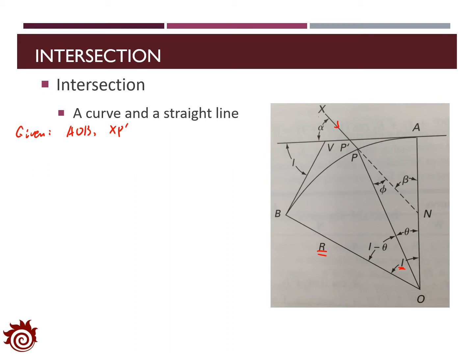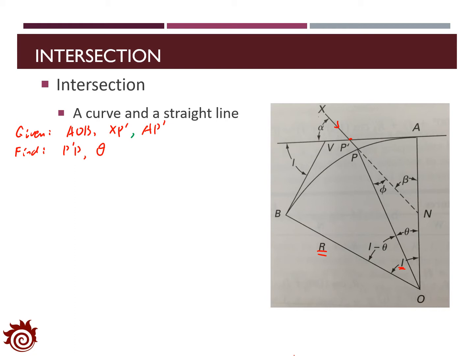And we are provided with the information of the intersection between the straight segment and the vertex segment A to V, and the intersection is P prime, so we measure the distance from A to P prime. And we want to find out the information of the segment from P prime to P and the angle of theta, which is the angle between the straight segment and the radius from O to A.